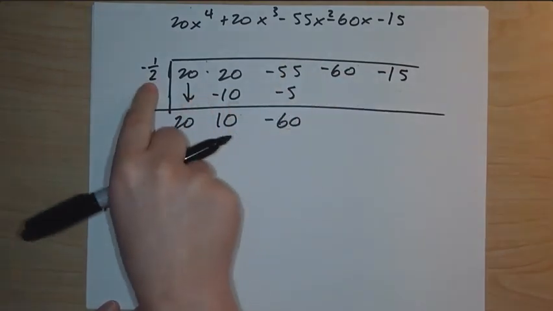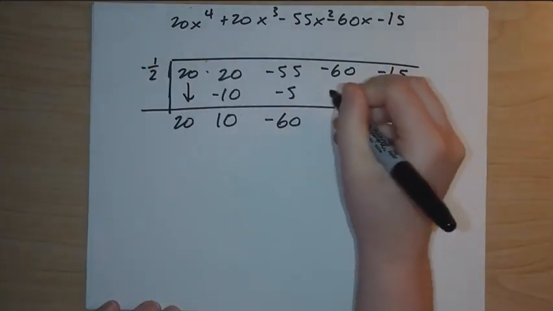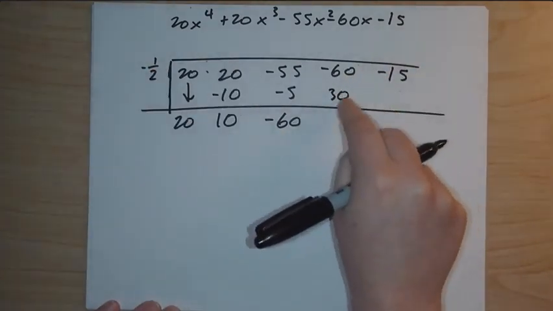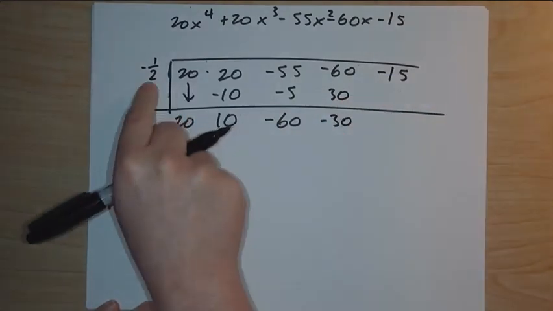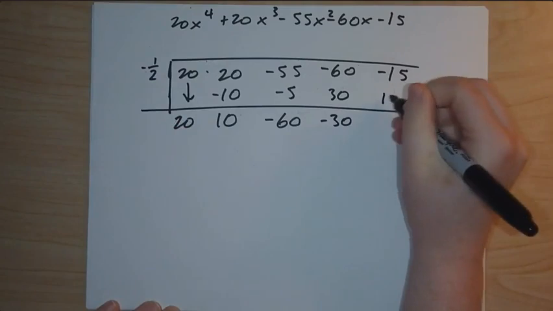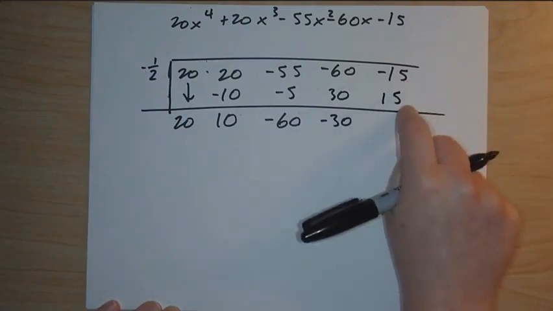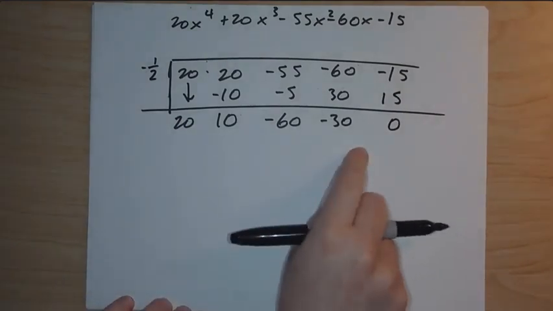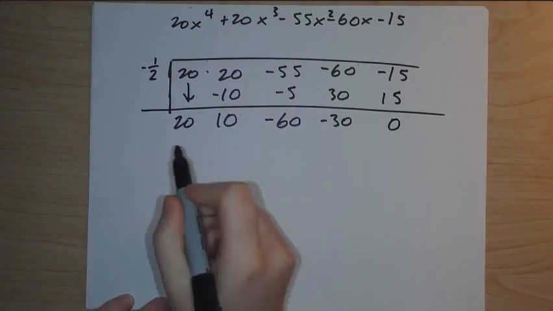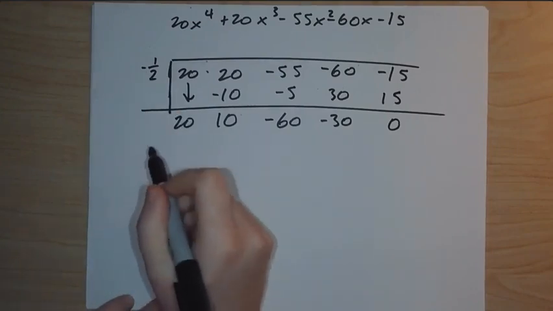We're going to take this number and multiply it by negative 1/2. We're going to get 30. Negative 60 plus 30 is going to give us negative 30. Negative 30 times negative 1/2 is positive 15. And negative 15 plus 15 is 0. So now we can, again, take out negative 1/2 one more time.